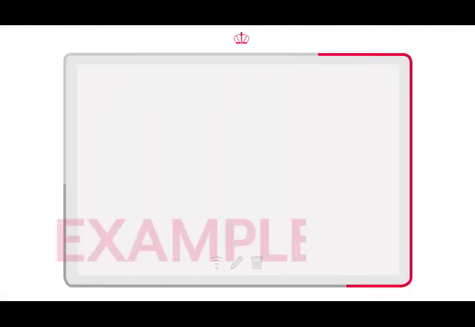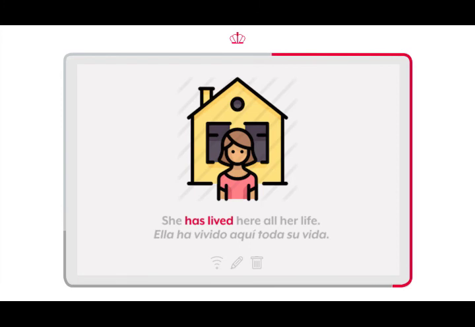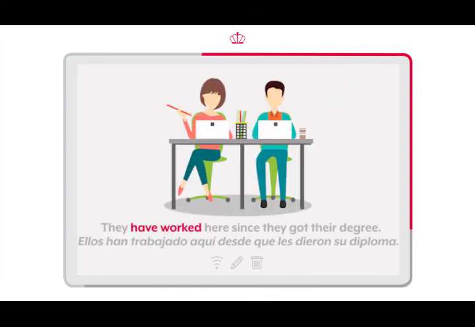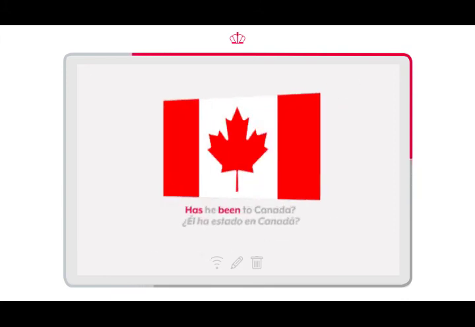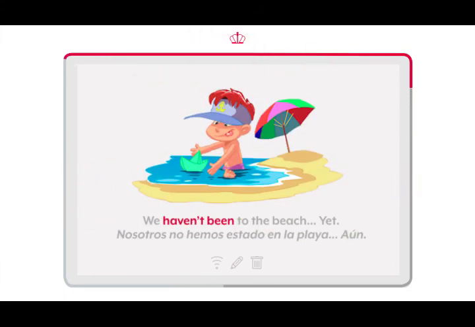Now, let's go with the examples. She has lived here all her life. Ella ha vivido aquí toda su vida. They have worked here since they got their degree. Ellos han trabajado aquí desde que les dieron su diploma. Has he been to Canada? Él ha estado en Canadá. We haven't been to the beach yet. Nosotros no hemos estado en la playa. Aún.